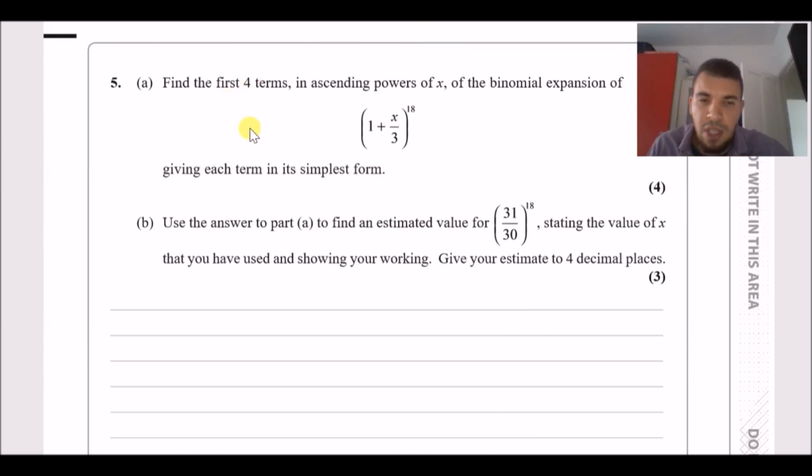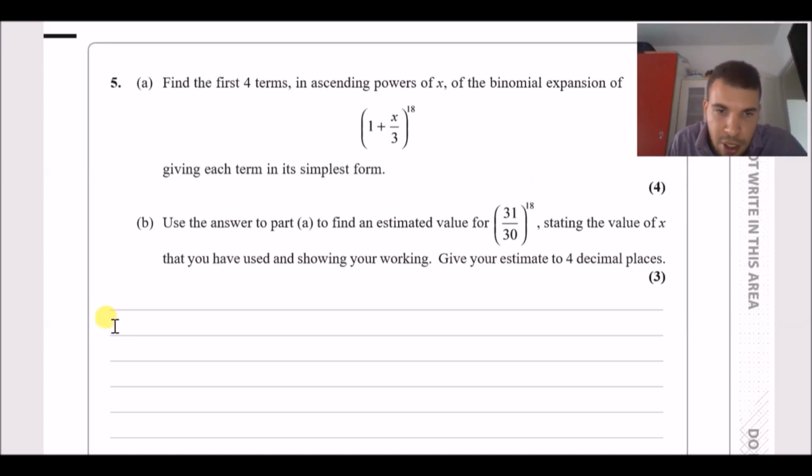So find the first 4 terms in ascending powers of x of the binomial expansion of the following, giving each term in its simplest form. All right, so this is a straight up binomial expansion question, yeah? Now, there's a super easy method. I'm just going to show you how it's done step by step.